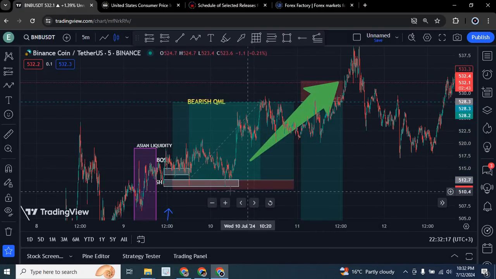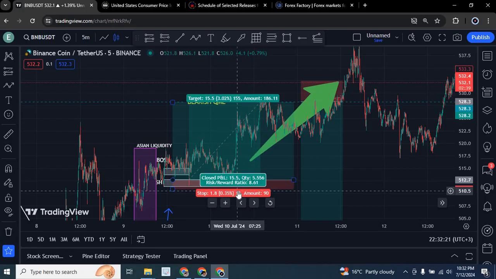That means if I was stopped out of this trade, I was losing $10. But if I hit my TP, I was getting 186. So 186 minus 100 is $86. What about my leverage? It will be 10%, my risk, divided by 0.35. That will be my leverage.